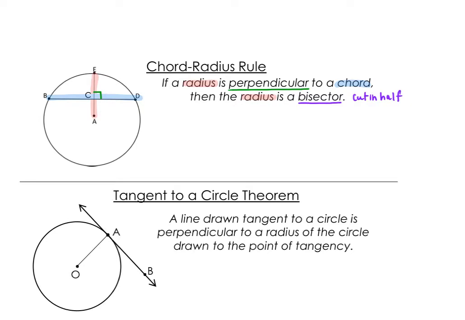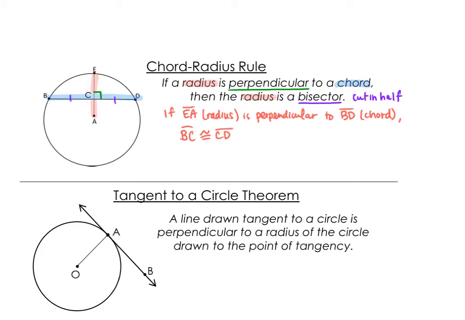Okay, so again, it says that the radius, if it's perpendicular to the chord, then the radius cuts the chord in half, which tells me that BC and CD are the same length. Okay, so putting this in symbols, it's basically saying if EA, which is the radius, is perpendicular to BD, which is the chord, then this is what's true. BC is equal or congruent to CD.